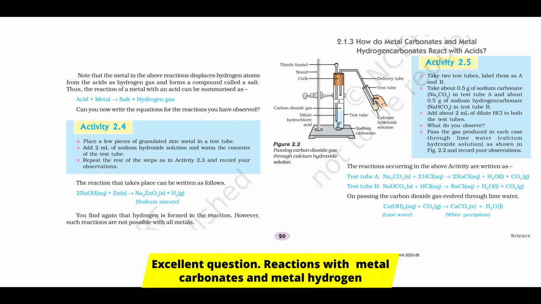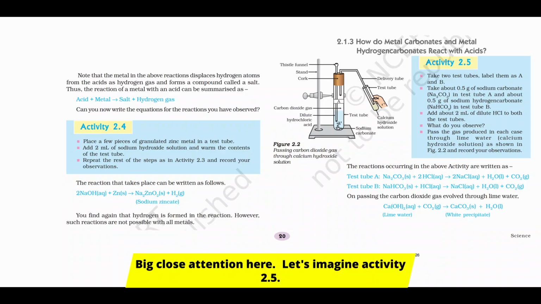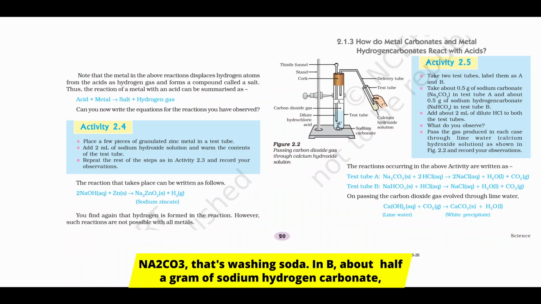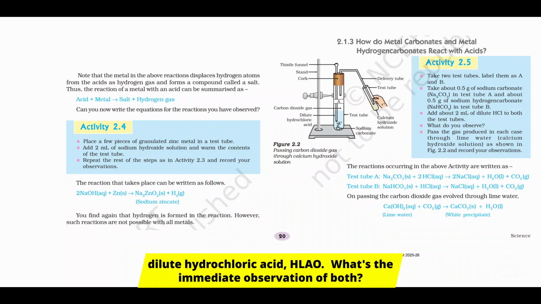Excellent question. Reactions with metal carbonates and metal hydrogen carbonates are absolutely crucial. They explain effervescence, the lime water test, things you'll definitely encounter. Pay close attention here. Let's imagine activity 2.5. Two test tubes, A and B. In A, you put about half a gram of sodium carbonate, Na2CO3, that's washing soda. In B, about half a gram of sodium hydrogen carbonate, NaHCO3, that's baking soda. Then to both test tubes, you carefully add about 2 milliliters of dilute hydrochloric acid, HCl.